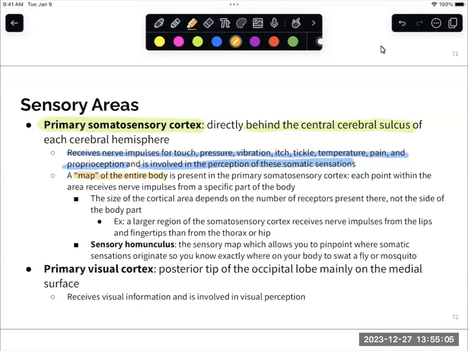It is known as the sensory homunculus. It is a map that will pinpoint and let you know if somebody touches you on your shoulder, you know somebody is touching your shoulder. If there's a fly or a mosquito by your arm that moves the hairs on your arm, you're able to know where that is to swat it away.